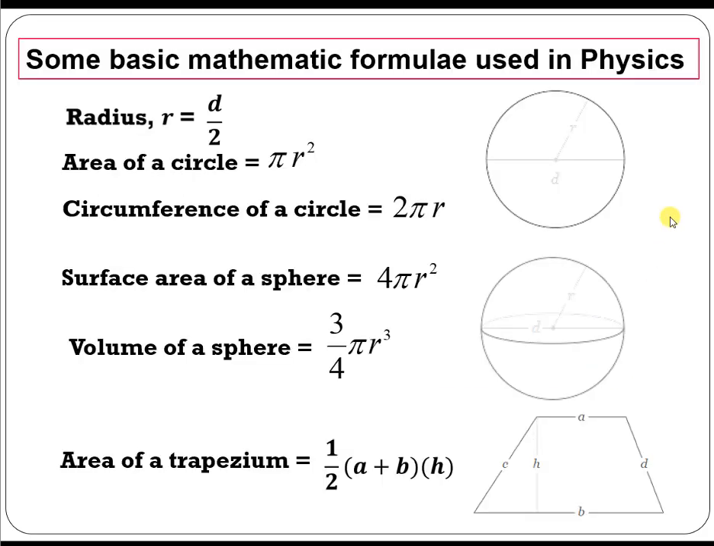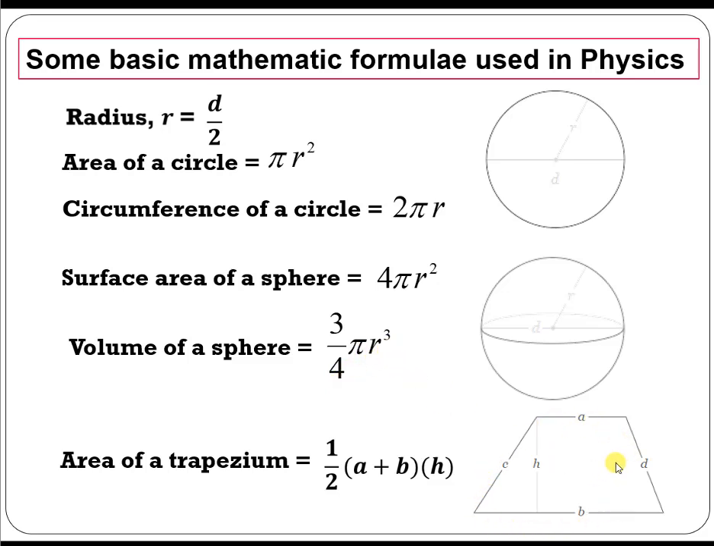And then this is some basic mathematical formula that we use in physics frequently. So always remember the formula to calculate the radius if you are given the diameter of a circle, and area of a circle can be calculated using equation pi r squared. The circumference of a circle is given by 2 pi r, and then the surface area of a sphere is 4 pi r squared. The volume of a sphere can be calculated using 3 over 4 pi r cubed.